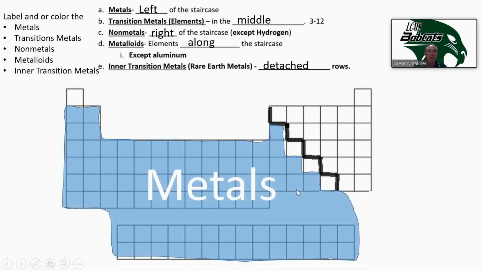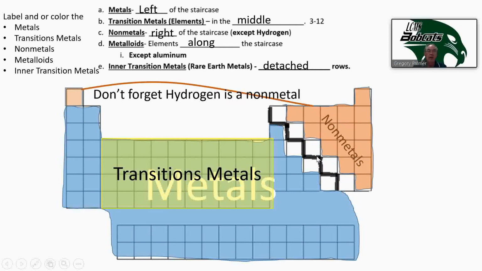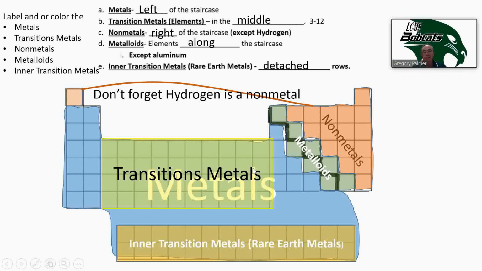Okay, these are the metals, everything over here to the left of the staircase except for hydrogen. The transition metals are right here, they're kind of in between. The nonmetals are over here to the right of the staircase, and don't forget about hydrogen, it's a nonmetal. Metalloids are right along the staircase, everything that touches two sides of the staircase, except for aluminum. The inner transition metals or rare earth metals are down here on these two detached rows.